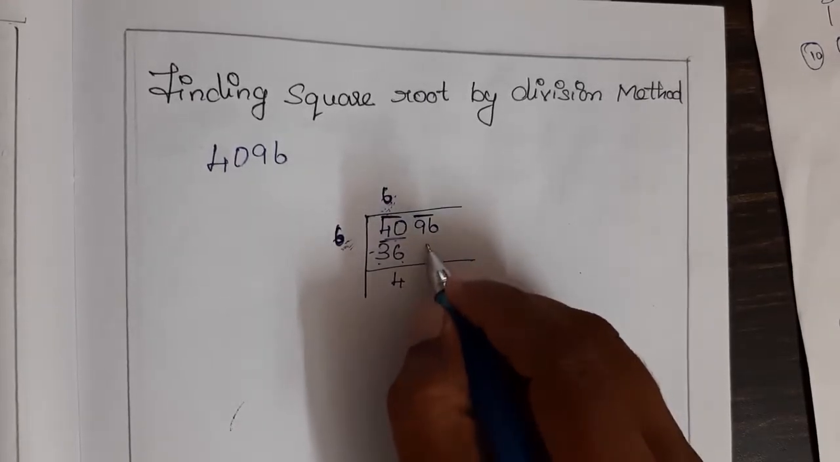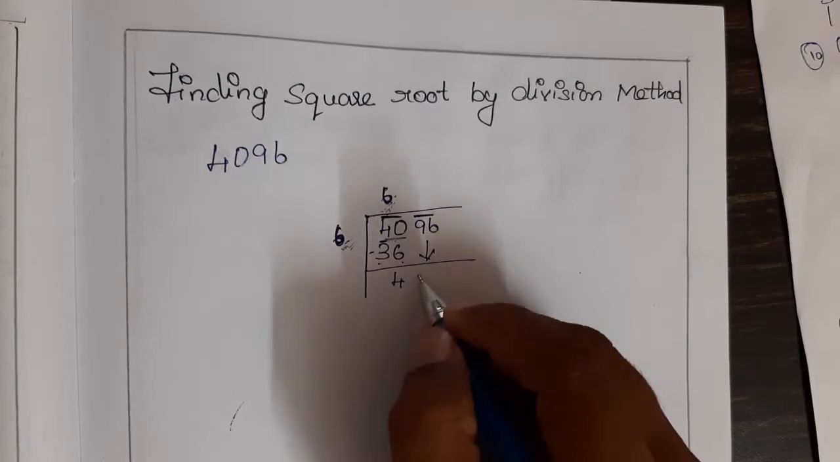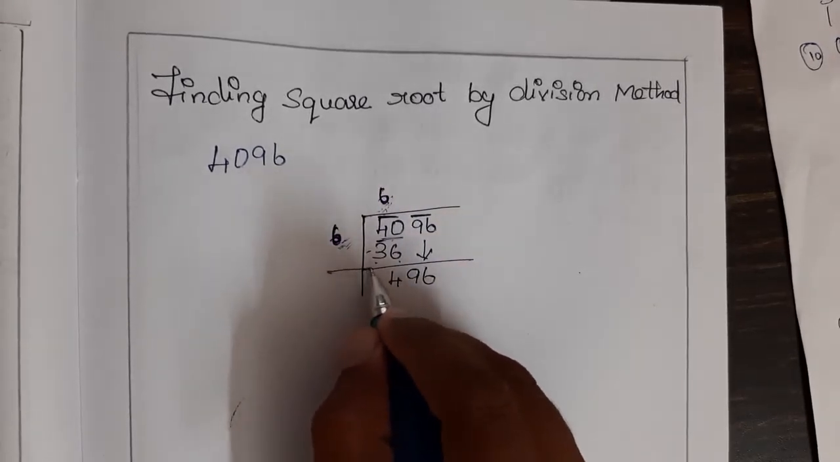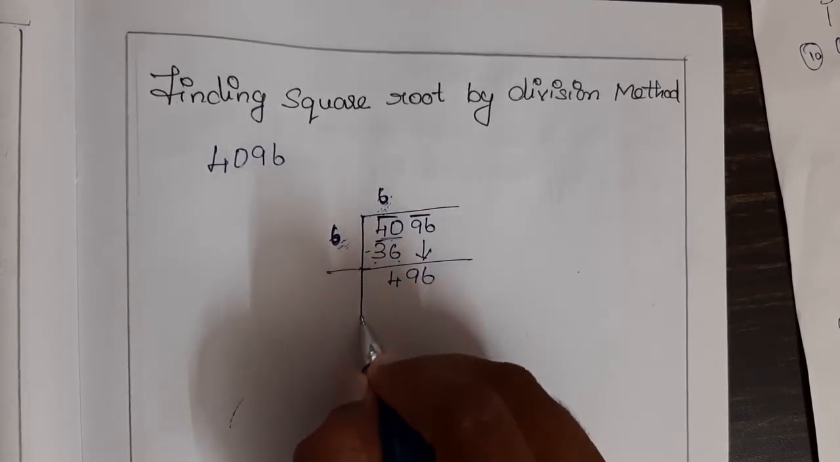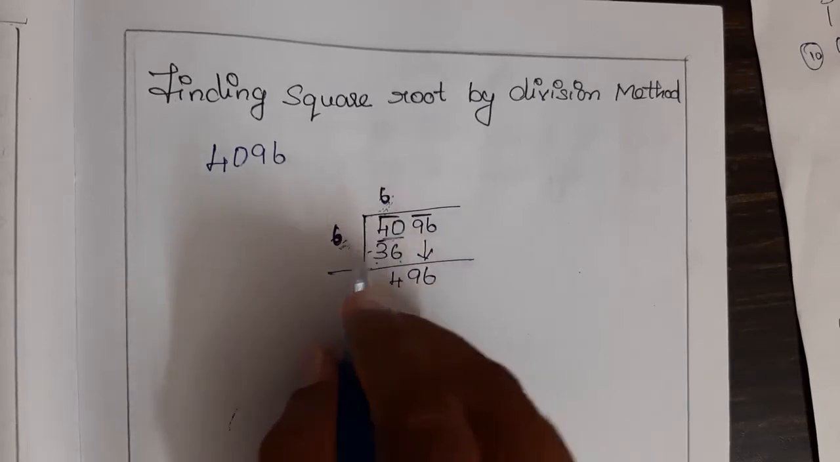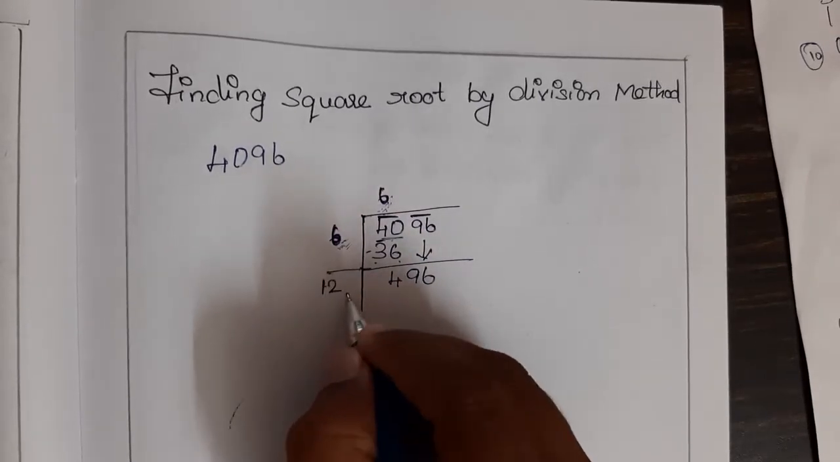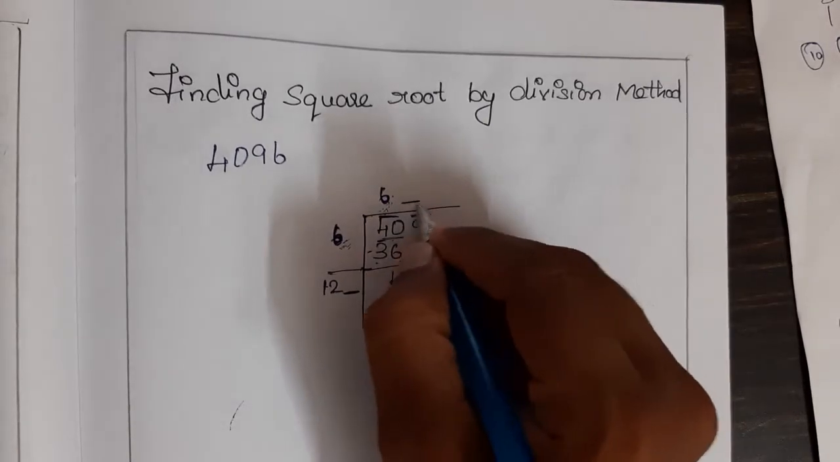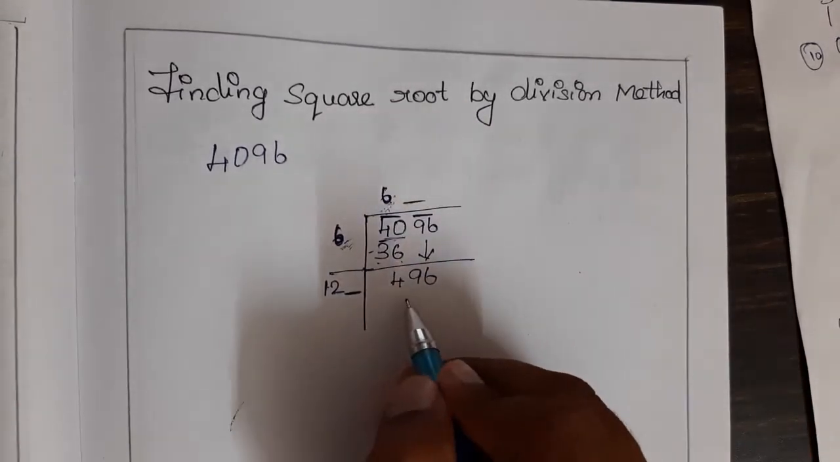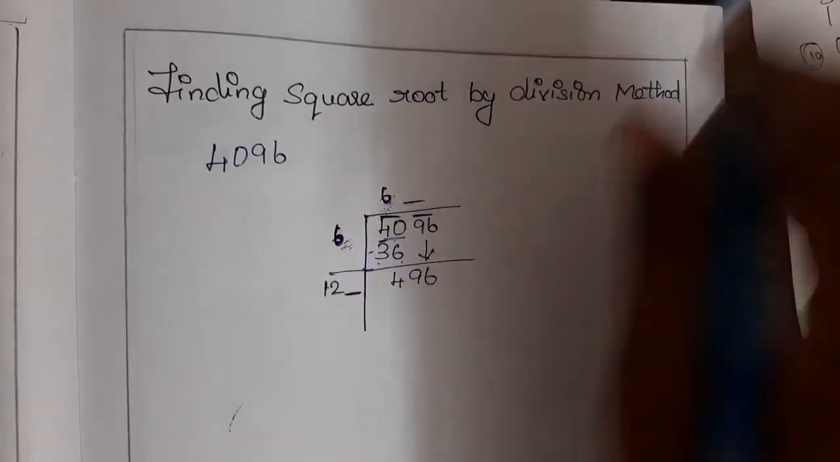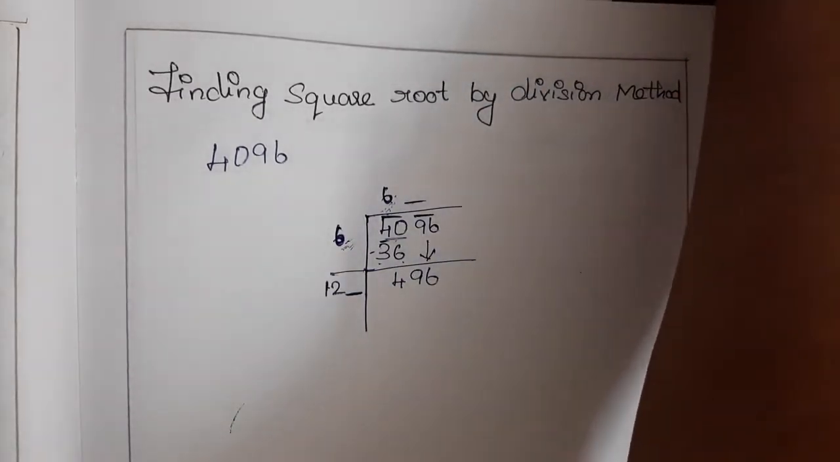And the next step, bring down the next pair. The next pair is 96. So here again we have to create a divisor. Just double the 6. If you double the 6, it becomes 12. And we have to place one number here and here, so that the product is nearly 496 or less than 496. Clear? Understand?